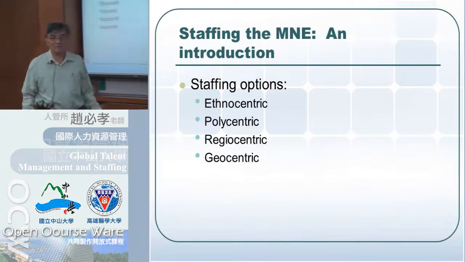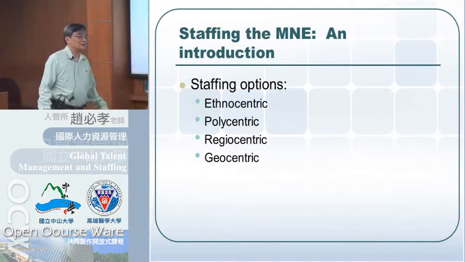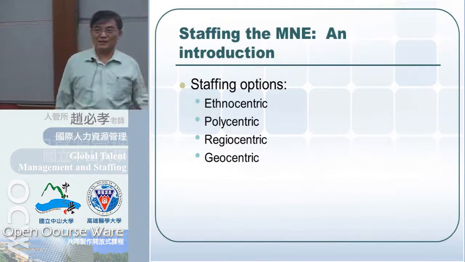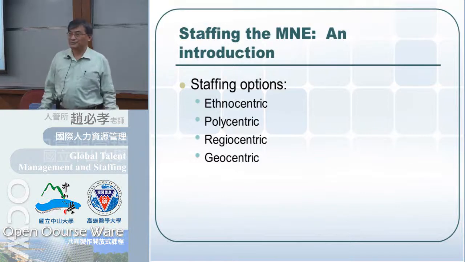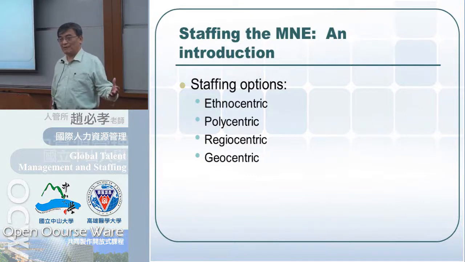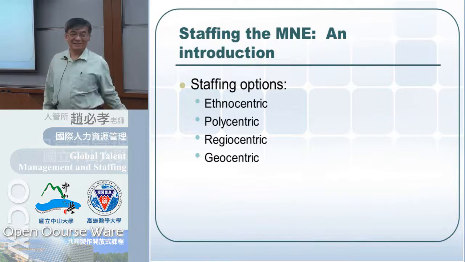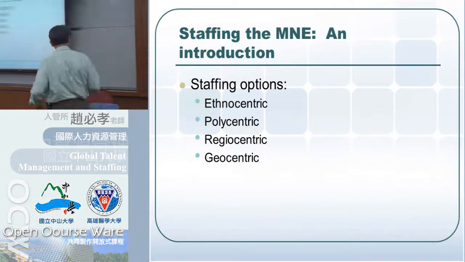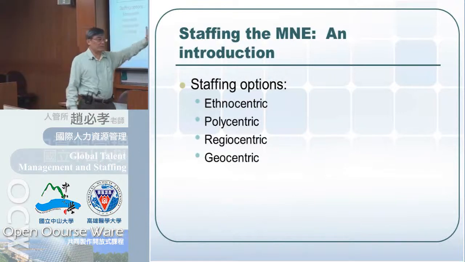And then geocentric is staffing managers across borders, no matter where they come from. They can be assigned to work in any country. Even a manager who may come from a developing country can work as the CEO in the headquarters. This is geocentric. The DuPont CEO, right, comes from an East European country.